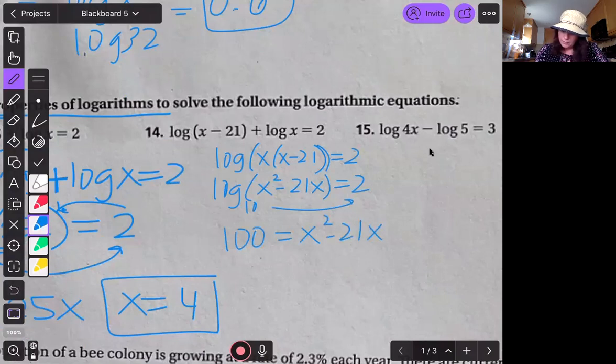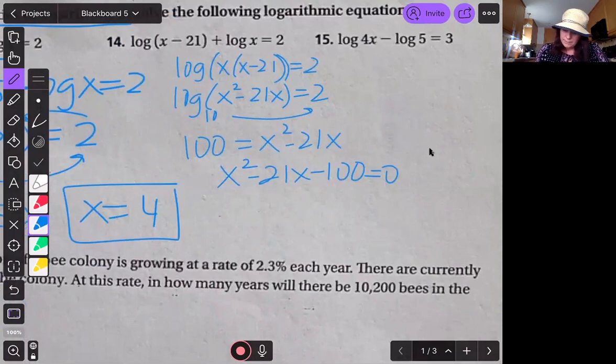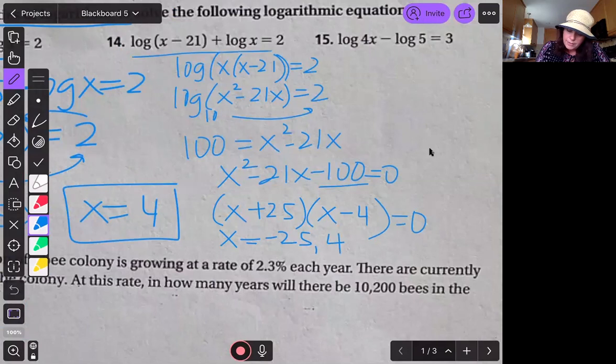And then bring the 100 over to the other side because now we have a quadratic to solve. You can use any method you want here. Of course, my favorite method is to factor if we can. Oh, it is factorable. Nice. What times what is negative 100 and adds up to negative 21? It would be a positive 4 and a negative 25. So we get 2 answers, but you do need to be careful with logs because sometimes you can get extraneous solutions. If you go back up to the very original question, if we were to plug negative 25 into here or there, we're not allowed to take the log of a negative number. So our only answer for this is x equals 4.